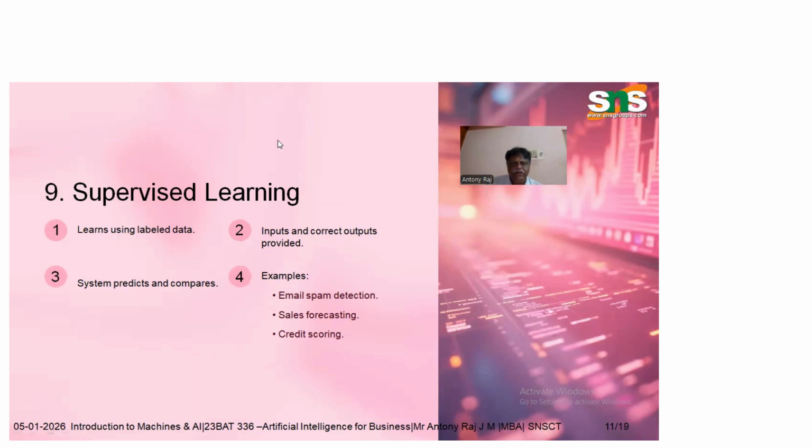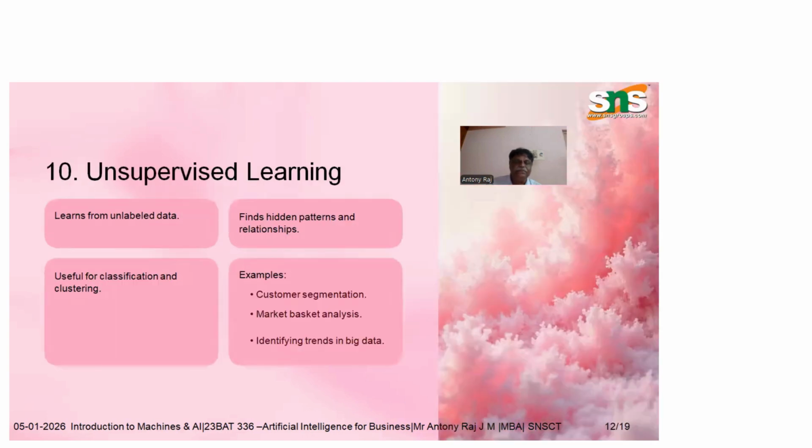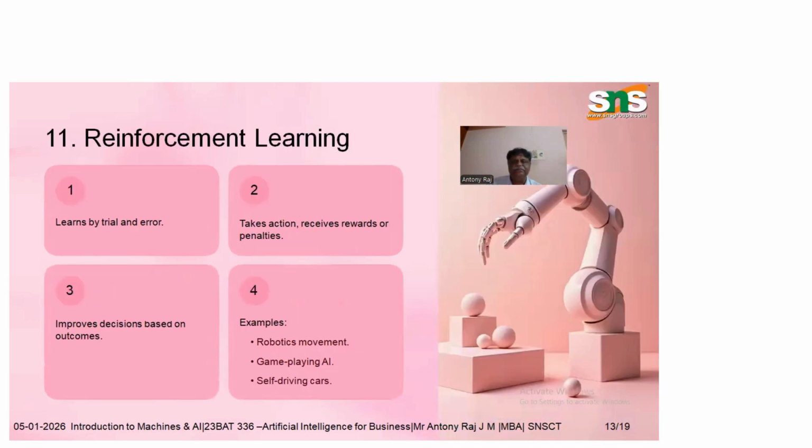Supervised learning learns using labeled data, where inputs and correct outputs are provided. The system predicts and compares. For example, email spam detection, which we have in our Google Mail as well as Microsoft Outlook, sales forecasting and credit scoring are some of the examples of supervised learning machine learning algorithms. Unsupervised learning learns from unlabeled data. Here it finds hidden patterns and relationships, and it is useful for classification and clustering. For example, market basket analysis, customer segmentation, and identifying trends in big data. These are all examples of unsupervised learning.